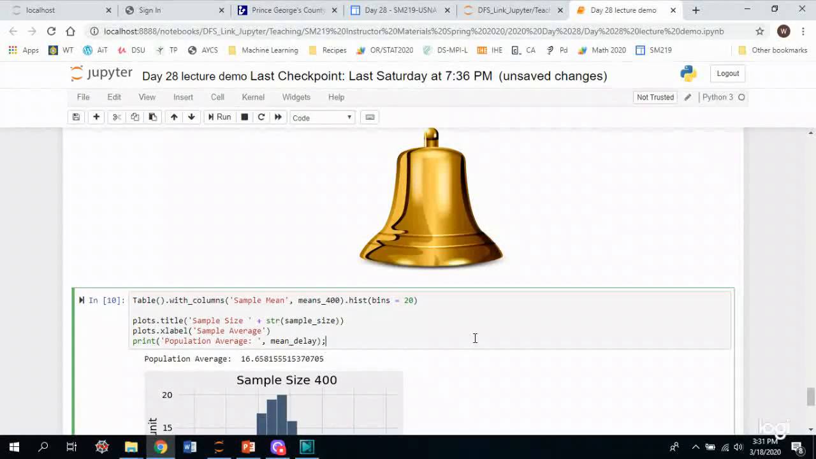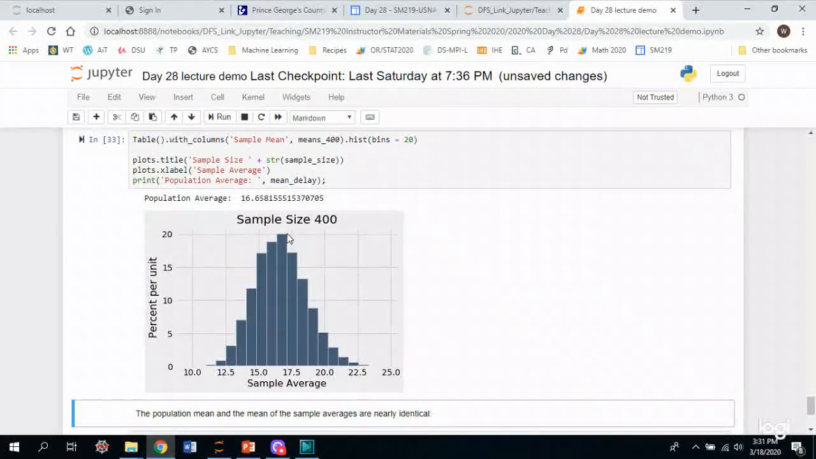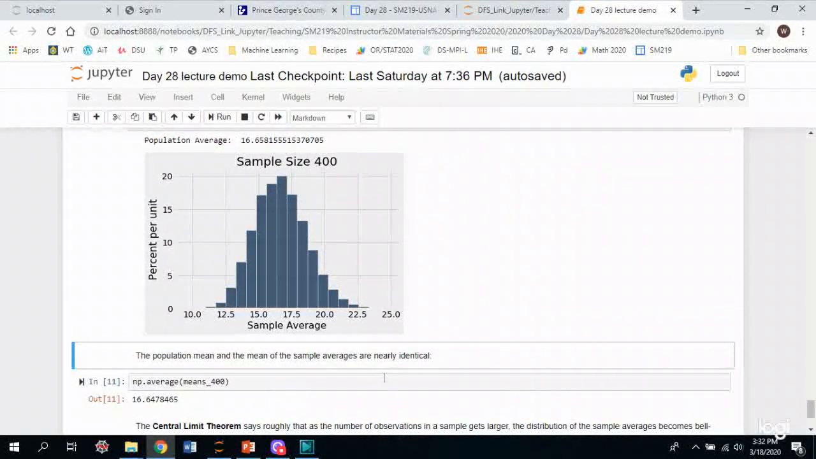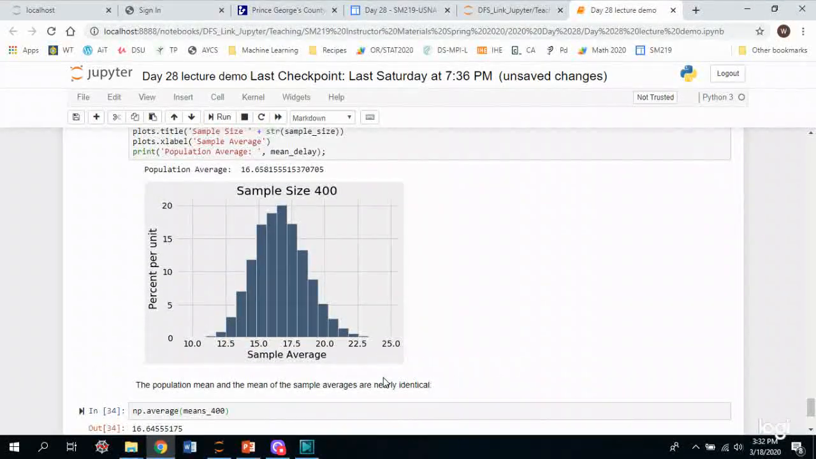Let's put those sample averages into a table and compute the histogram. Here's the histogram. Remember, the population average for all United flights had an average delay of 16.65 minutes. And here you see the distribution of the 10,000 sample size 400 sample averages. And you can see that the average of the sample averages looks like it's right on about 16.65 minutes. In fact, the population mean and the mean of the sample averages in this case are nearly identical, 16.64 versus 16.65.